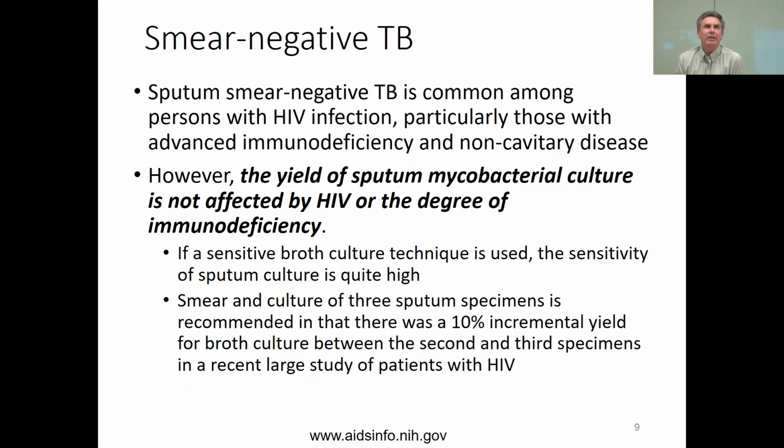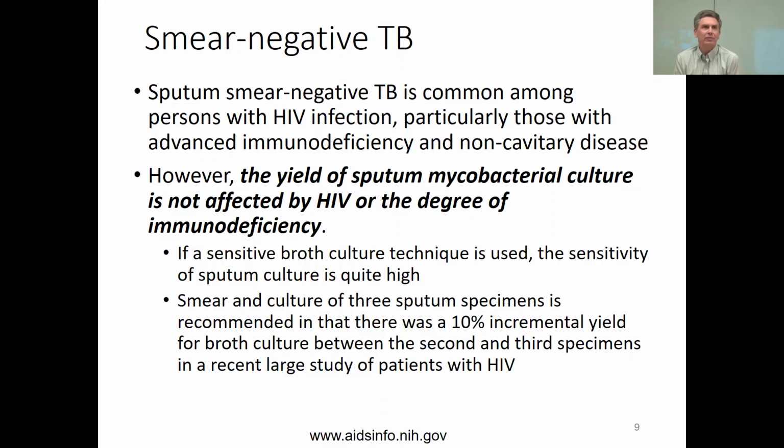Now, smear-negative TB is common among people with HIV infection, especially those with advanced immunodeficiency, and that's probably owing to the fact that you don't see the cavitations in the lungs. Those cavitations are where the mycobacteria can really concentrate and produce the numbers of acid-fast bacilli that can be seen in a smear. But while the smear may not be as sensitive for detecting TB in people with HIV, the cultures are just as sensitive.